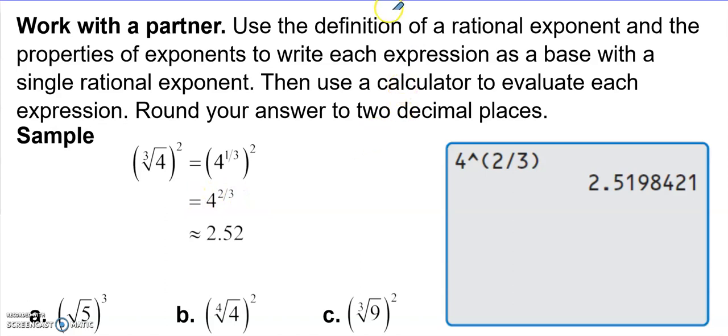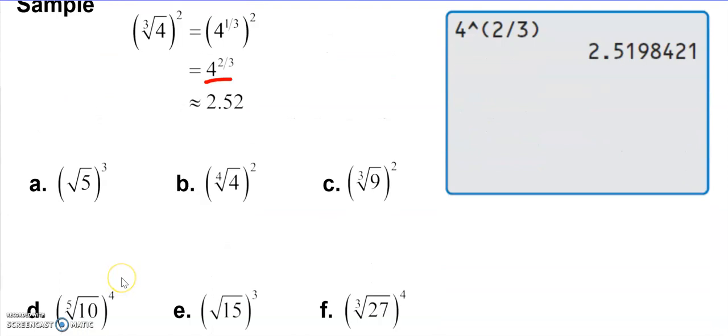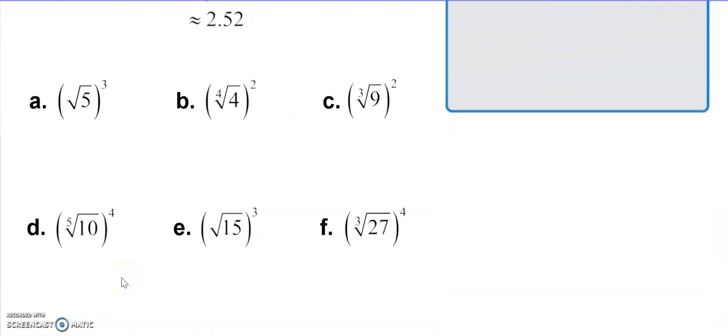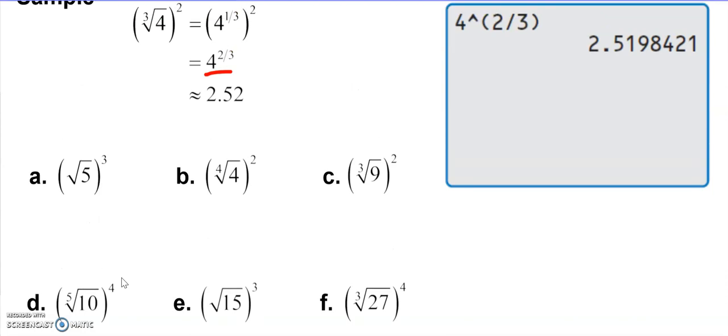The other thing that we want to make sure we understand, so ultimately, we want to use the definition of rational exponents and the properties of exponents to write each expression as a base with a single rational exponent. So that's what this is, okay? So I want you to go from this term to this, and then type this into your calculator and round to 2 decimal places. So I want you to try to do that with A, B, C, D, E, and F. And again, you can look at the example at the top. So I want you to pause the video, try those on your own or work with a partner. Unpause when you're ready to check your work.